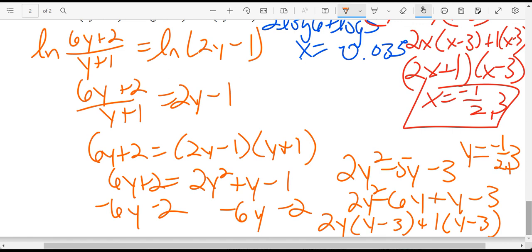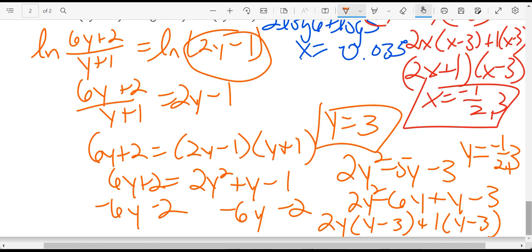Now what's the issue with this one? If we put negative 1/2 into either one of these, we get a negative inside here, and that's bad, okay? Because we can't find the logarithm of a negative number. It's impossible. We went over that earlier. So the only one that works here is y equal to 3. Negative 1/2 is an extraneous solution, what we call, right? Where algebraically it works, but when we plug it back in, it doesn't.